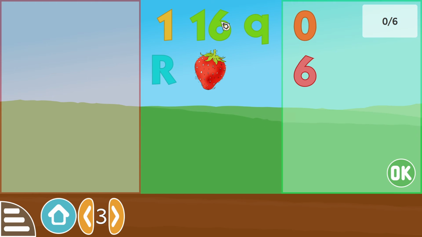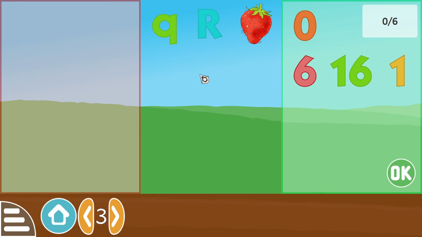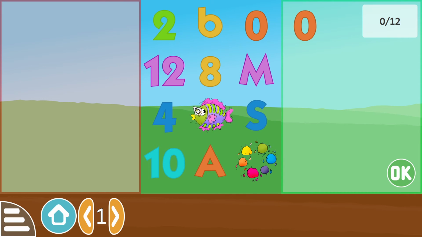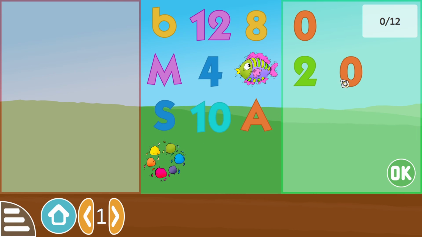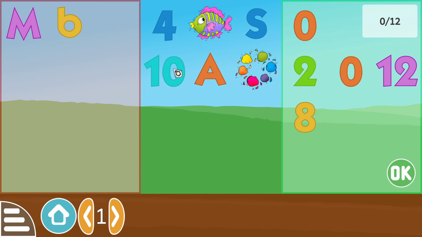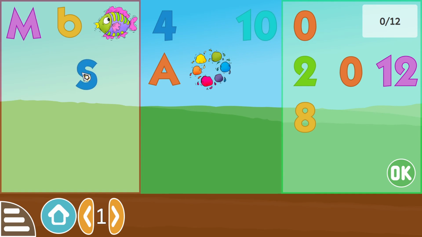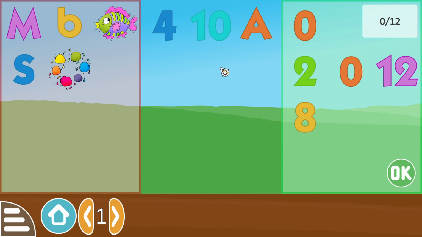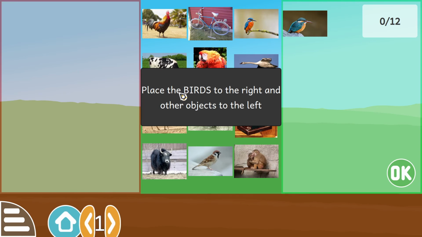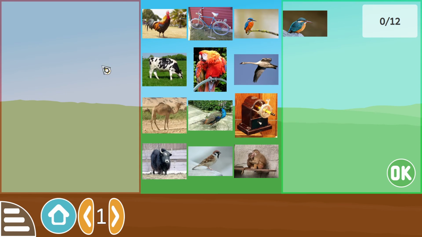So I'll start off with 6, 16, a 1, Q, R, and a strawberry. They're not numbers. 2 is 0, 12, 8. M isn't, B isn't, fish, S. The colors aren't, paint colors aren't, but 10 and 4 are. And I just realized we've wrapped around. So placing the birds to the right and to the left.